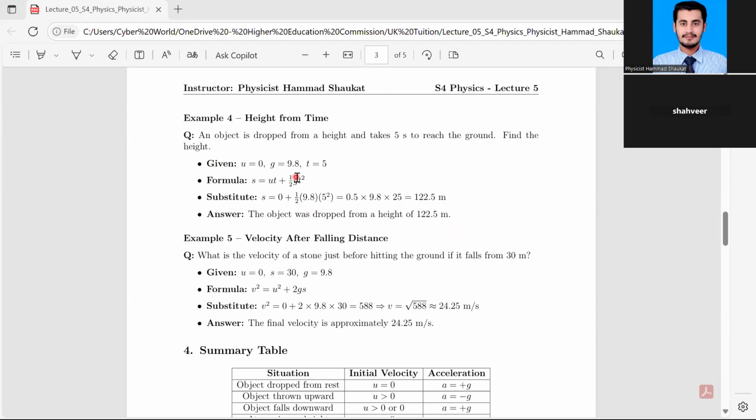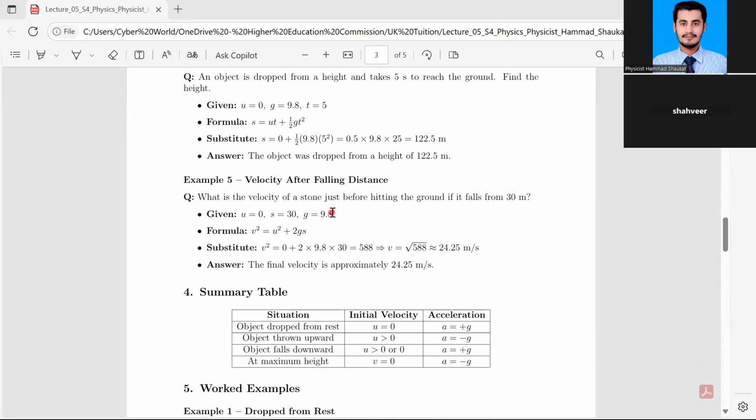Okay, so our last example. What is the velocity of a stone just before hitting the ground if it falls from 30 meters? So what does it mean? You have to find which velocity, final or initial? Final. Yes, because it says just before hitting the ground. It means you have to find the final velocity.